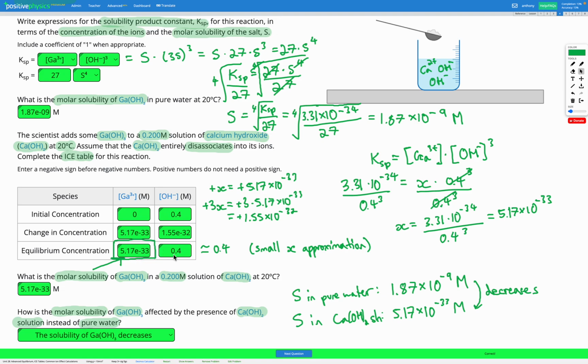Next, we substituted in our equilibrium concentration expressions to our KSP equation. And we used that to find our equilibrium concentration of gallium 3+ ions, which is the same as our molar solubility of gallium hydroxide in that solution. Finally, we compared our new molar solubility with the molar solubility in pure water to determine if the molar solubility increased or decreased in the presence of the solution.